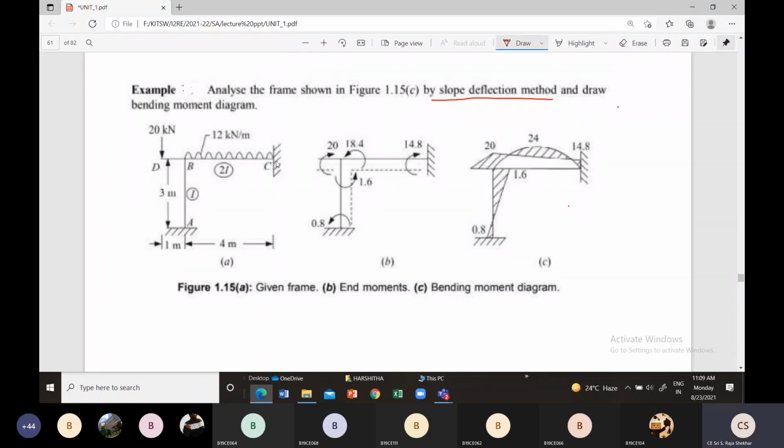If this support were not there, and there was a roller support instead, this would cause sway. But here a fixed support is there. A fixed support will not allow any horizontal translation of this frame.